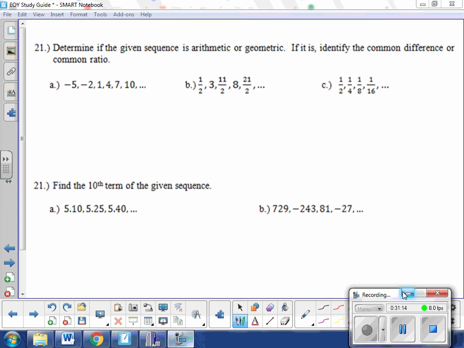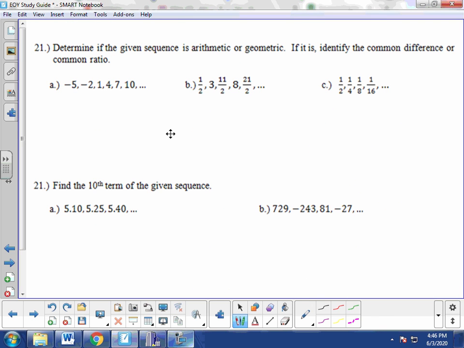Moving into problem number 21, I see there's two 21s here. The first problem 21 is taking us now into the new unit, sequences and series. Notice that in our online assessments, we split them up. We knew one was an arithmetic sequence, we knew the other was a geometric sequence. Here, it's not split up, so we're going to have to decide which is which. In problem 21, it says determine if the given sequence is arithmetic or geometric. If it is, identify the common difference or common ratio.